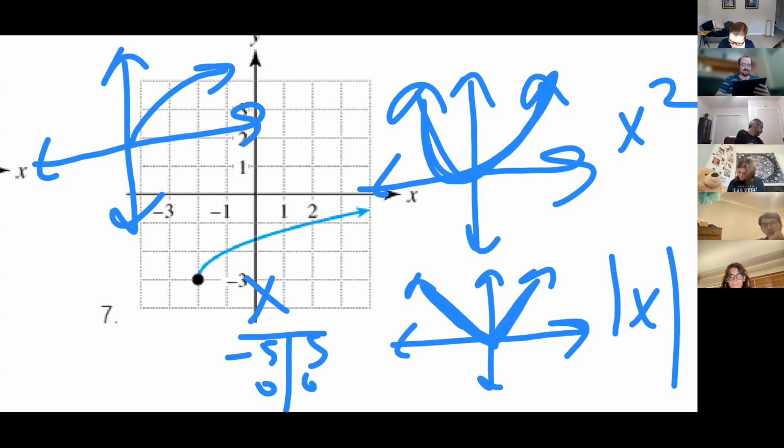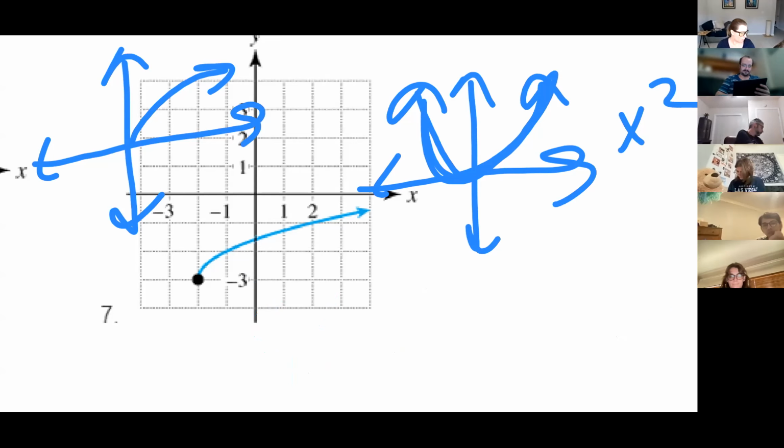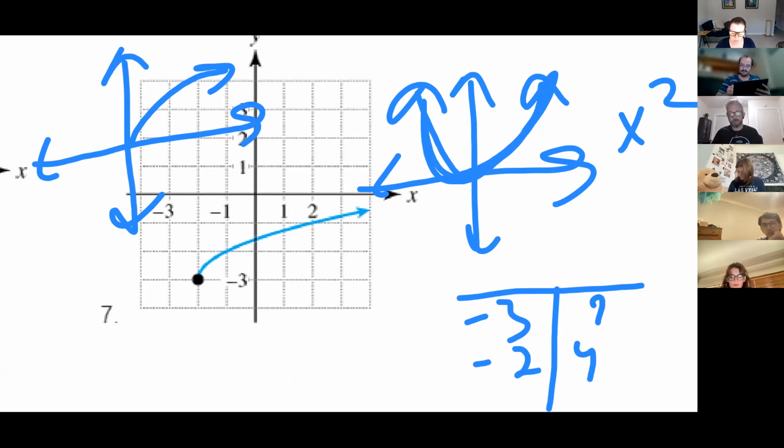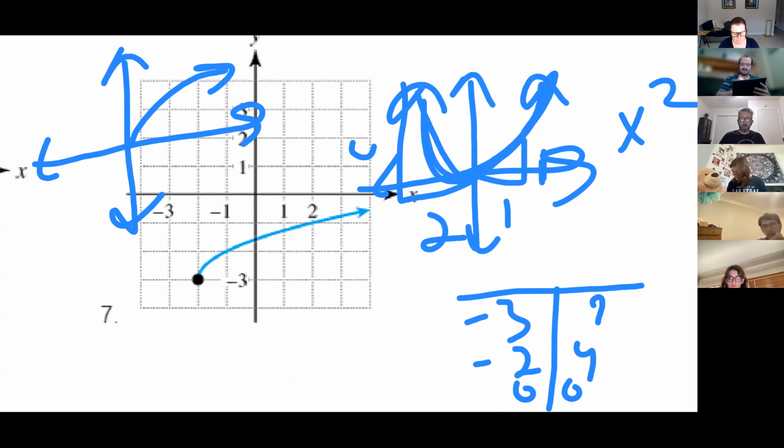If I do this absolute value, and if I do a square, getting at the square pattern will really help you. -3, 9, -2, 4, 0, 0, 1, 1. Knowing that I can go over 1 and up 1 and get another point is a good strategy here, especially when I start shifting things. Getting these patterns down will really help you. I can go over 2 and I would have to go up 4. I can go over 3, I would have to go up 9.